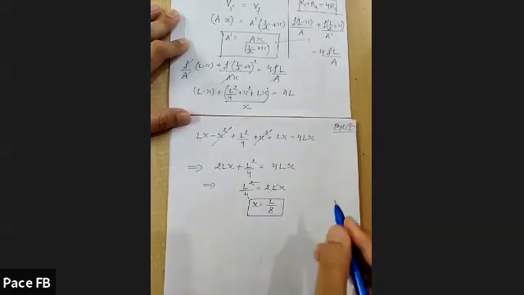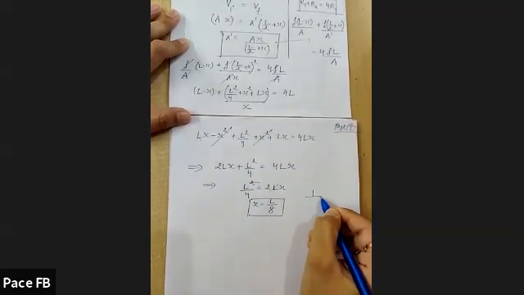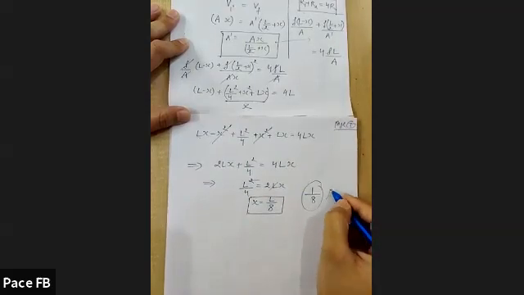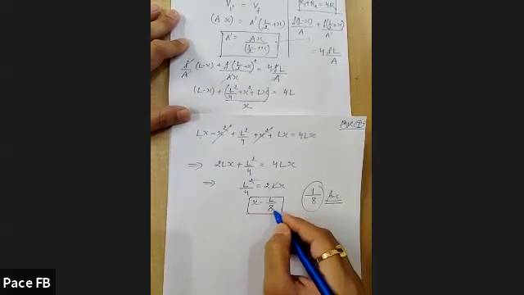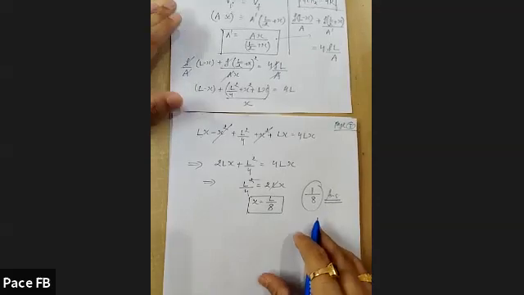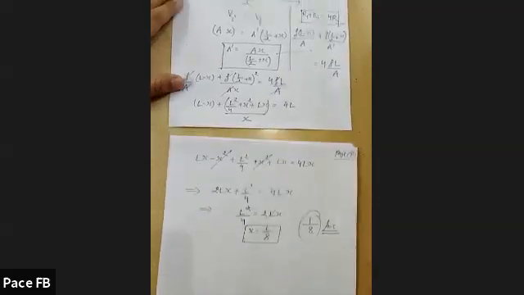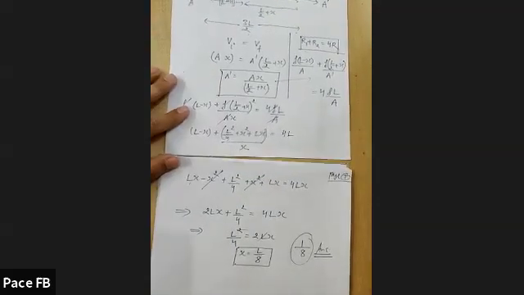And if X is L by 8, then what would be the fraction? Fraction would be 1 by 8. 1 by 8 is the answer. L by 8 upon L would be 1 by 8. Clear? 1 by 8 would be the answer for this question.